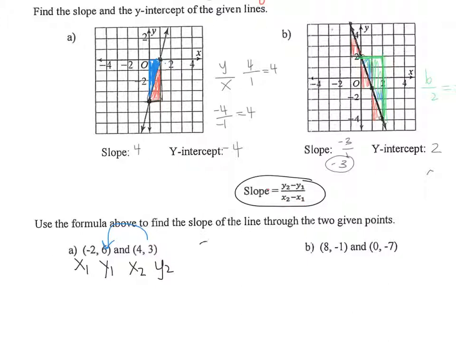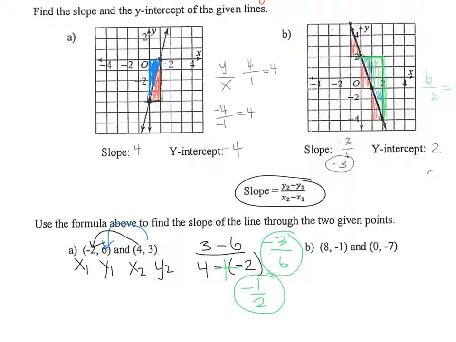So 3 minus 6 divided by 4 minus a negative 2. Be careful on that because we're subtracting right here, and it's 4 minus, and this is a negative 2. So 3 minus 6 is negative 3. 4 minus negative 2 is 6. So this reduces to negative 1/2. Always reduce it.